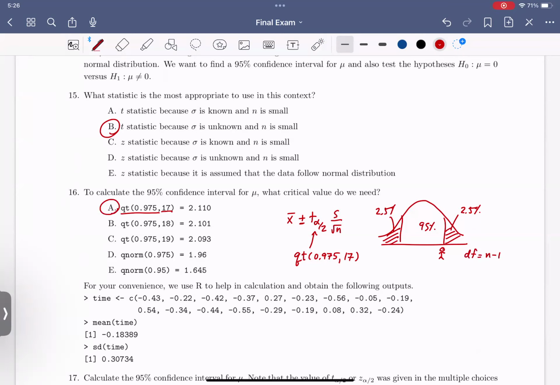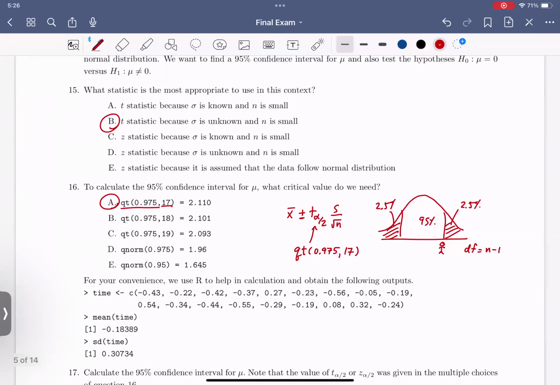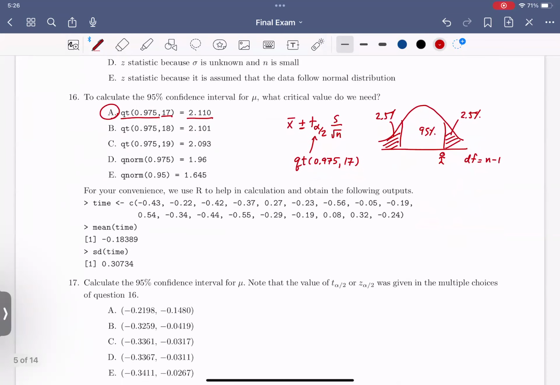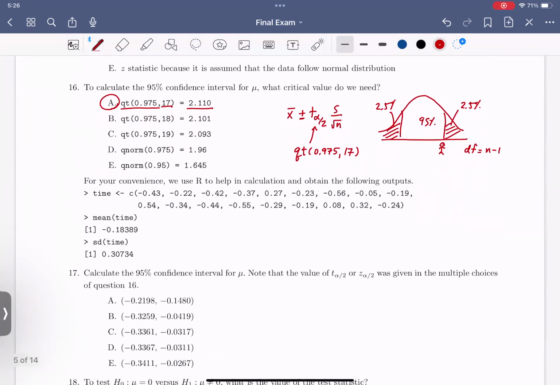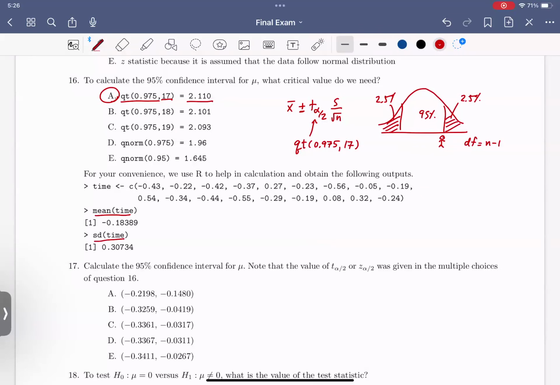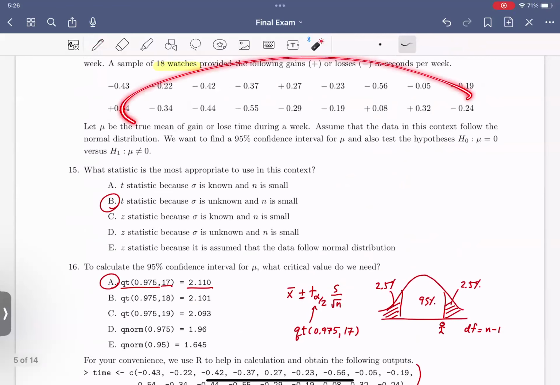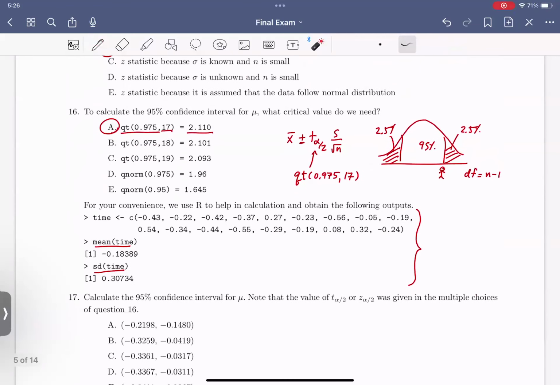You can see that question 16 actually gives you the value as well, because you may need to carry this number to calculate in the next question. All right, for your convenience, we use R to help in calculation and obtain the mean and SD. This is the output from R. You get all 18 numbers from here and you plug them into R. So you have the mean and SD here.